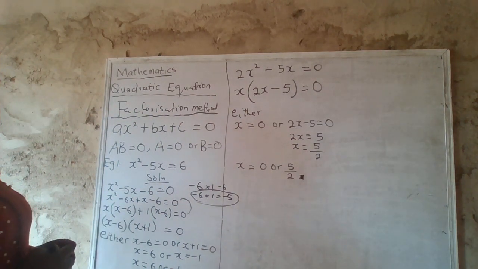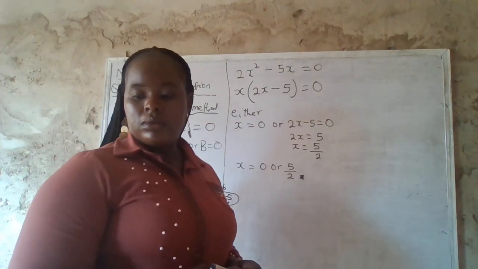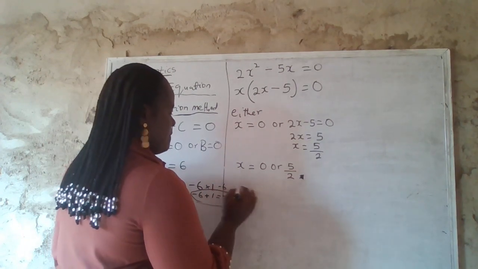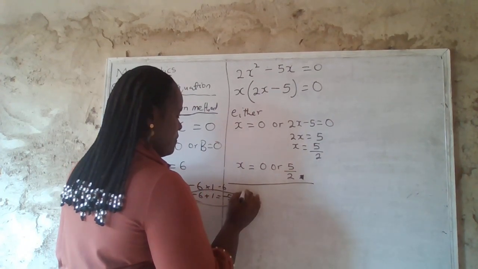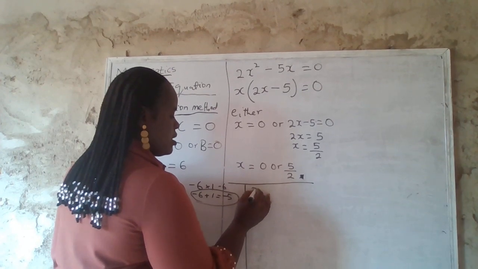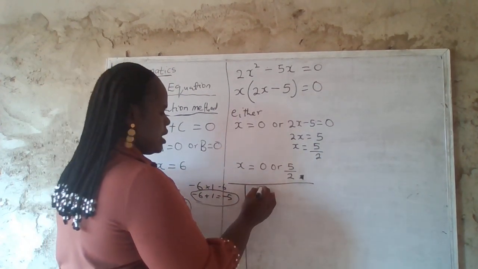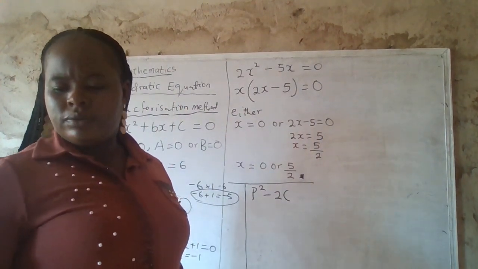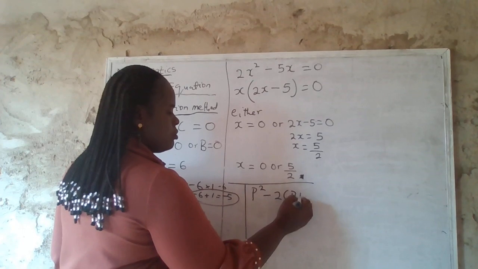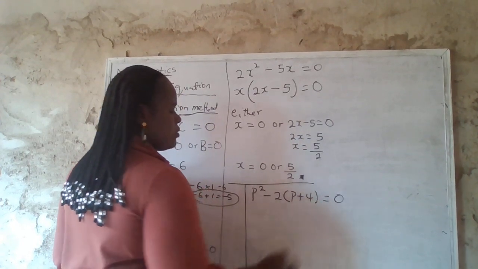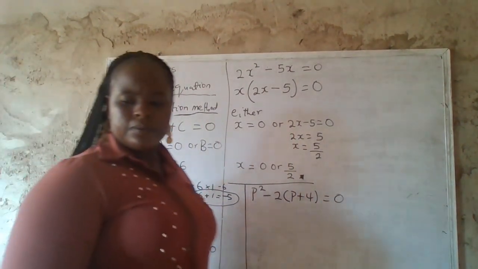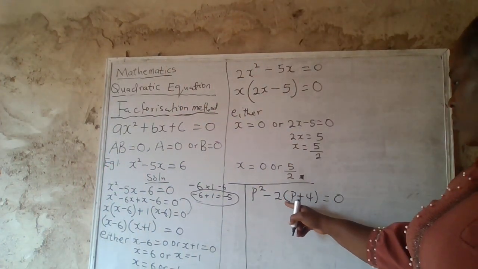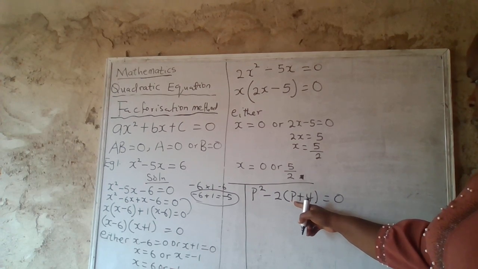Let's take another example. Take p squared minus 2 brackets p plus 4 equals 0. Okay. p squared minus 2 brackets p plus 4.